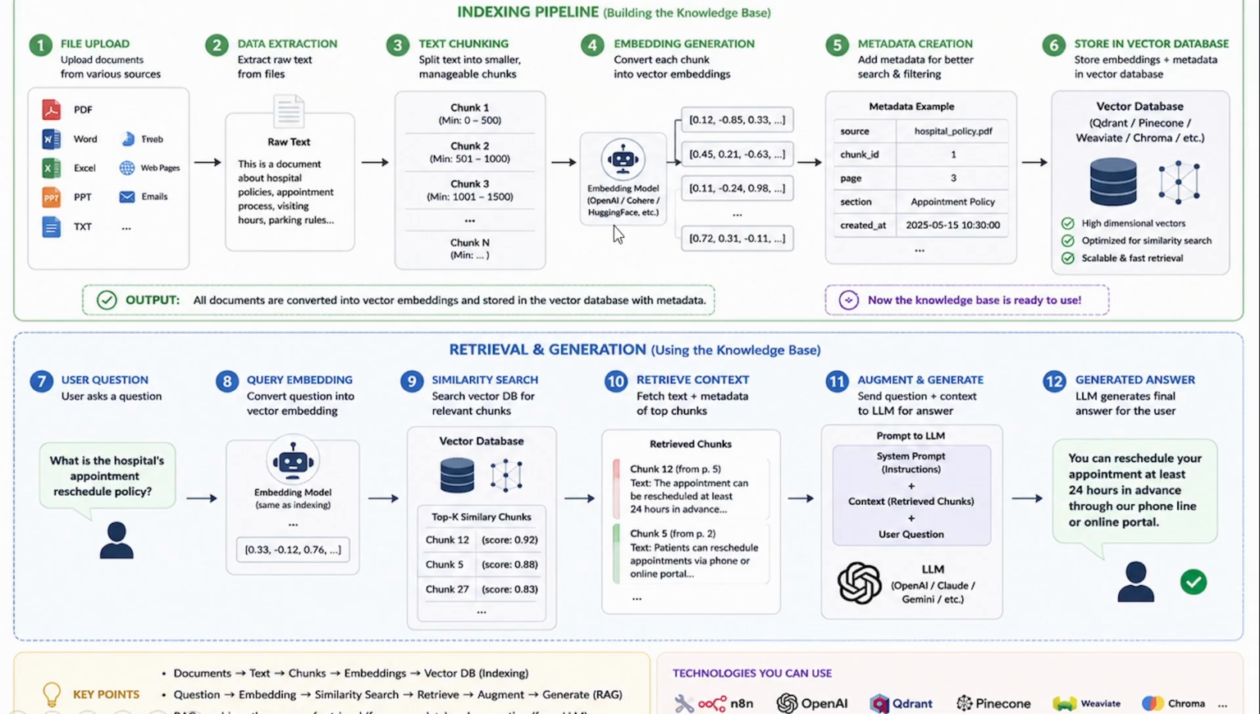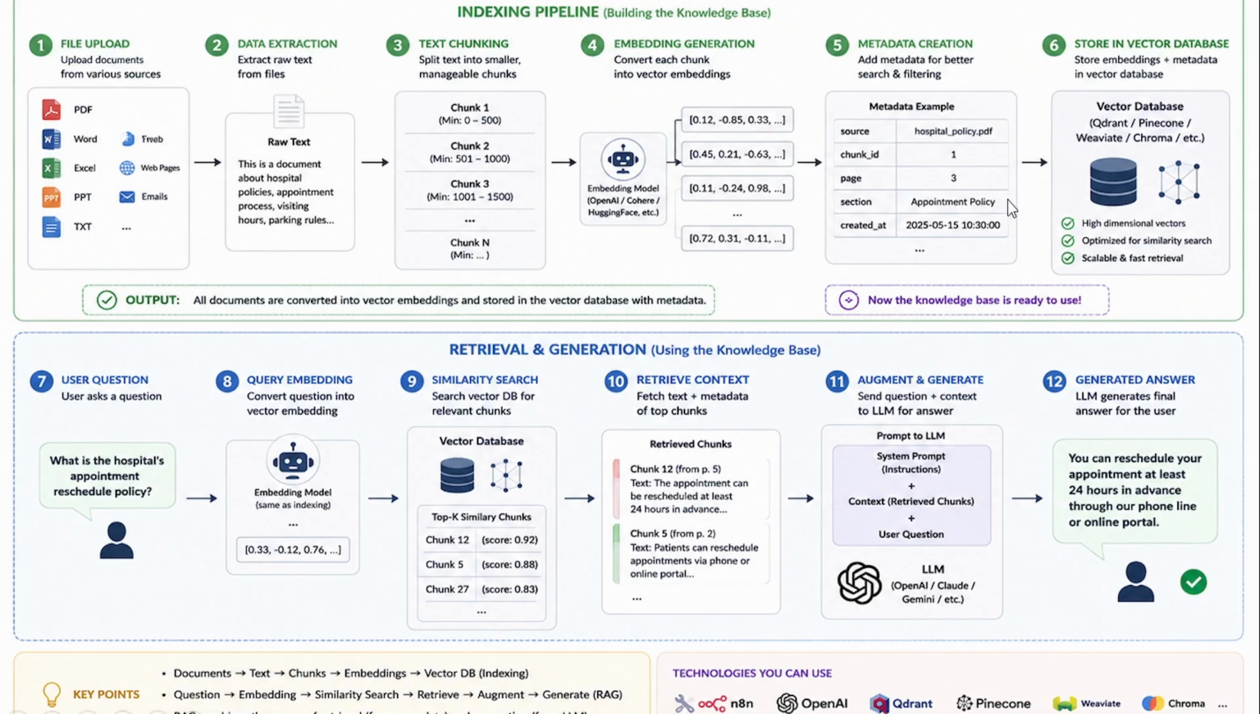The embedding model converts the data into vectors, and these are the embedding models we can use in n8n, like OpenAI, Cohere, Hugging Face, Google Gemini, and there are a lot of models we can use as per the requirement. The next step is metadata creation. After the vector embedding, the model gives a label to each chunk. Like you can see, source hospital policy PDF, chunk ID 1, chunk number 1, page number 3, and the section appointment policy, created on this date. Metadata helps with better search and better filtering of the facts or the answer from the vector database.